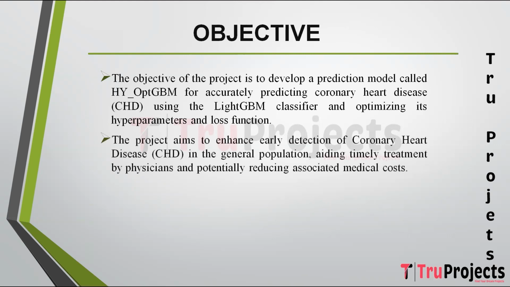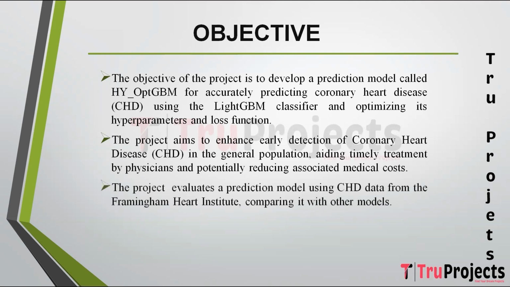The project aims to improve the early detection of coronary heart disease, CHD, within the general population. This enhancement is crucial as it facilitates timely treatment by healthcare professionals, potentially leading to better outcomes for individuals while also potentially reducing the costs associated with medical treatment for CHD. The project involves evaluating the performance of the prediction model using CHD data from the Framingham Heart Institute. This evaluation includes comparing the HY-opt GBM model with other existing models, assessing its efficacy and superiority in predicting CHD.